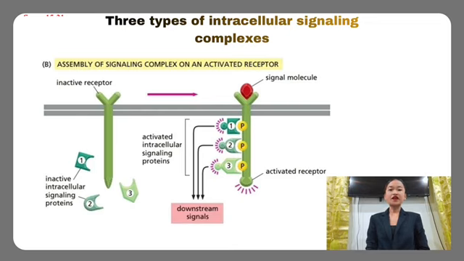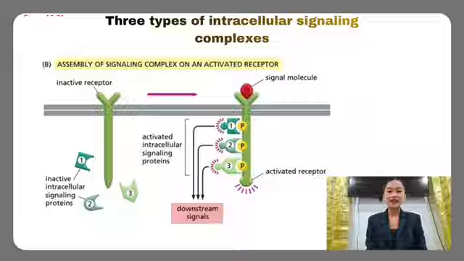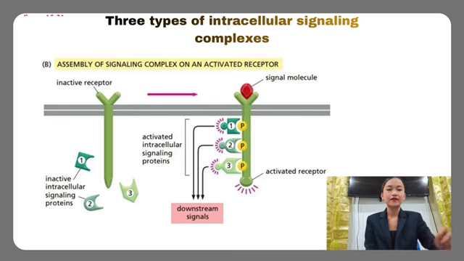Second, the assembly of a signaling complex on an activated receptor. This mechanism is a bit more dynamic. Why? Because it's like on-demand assembly. Initially, the inactive receptor is naked, so to speak, with no signaling proteins attached. The magic happens only after the signal molecule binds. Here, the activated receptor phosphorylates itself at multiple sites, which then act as docking sites for intracellular signaling proteins.